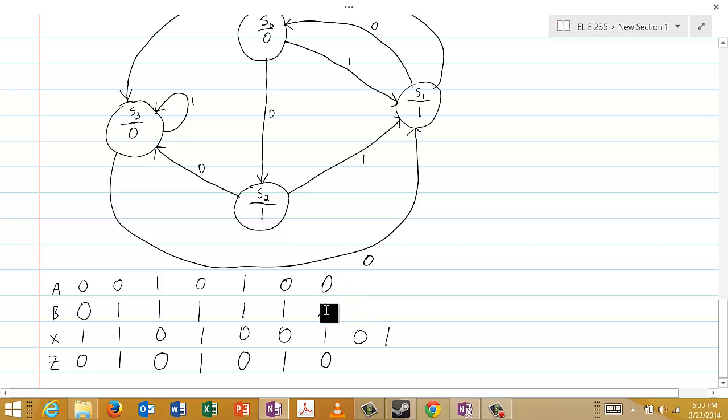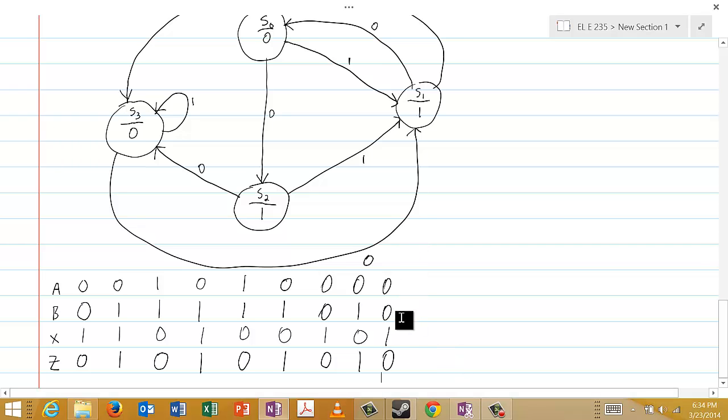Now, if we're in state 0 and we get an input of 1, where do we go? We go to state 1, so that's 0, 1. And in state 1, the output is always 1, so we'll put a 1 down here. And then we see where we go next. Okay, we're in state 1, and we have an input of 0, so that takes us back to S0, which is 0, 0. And in the S0 state, we always output 0.